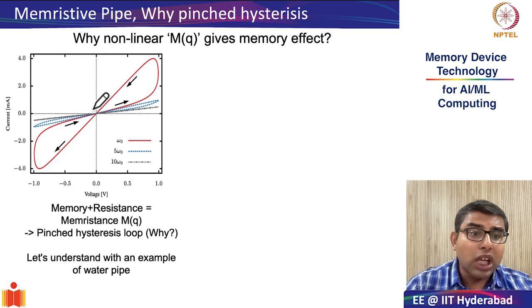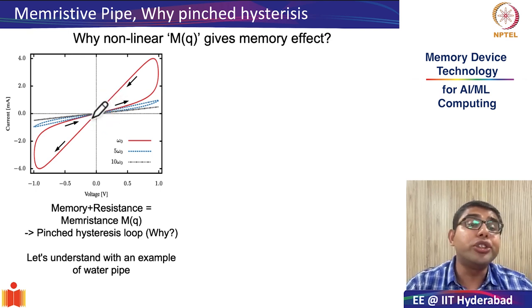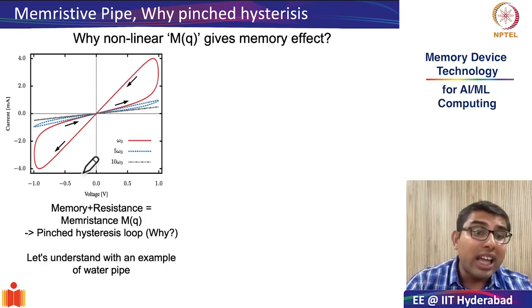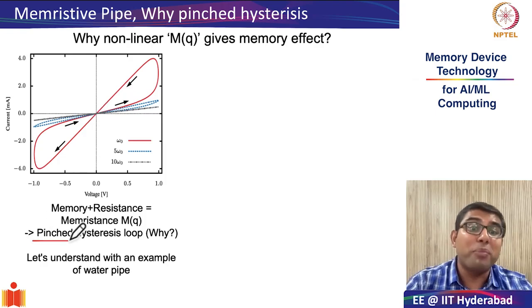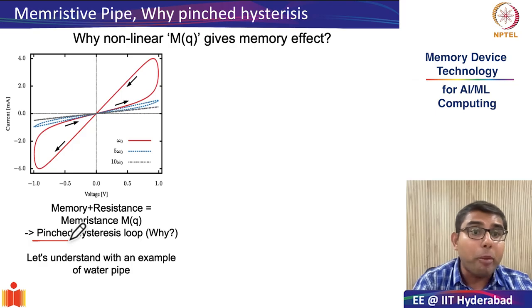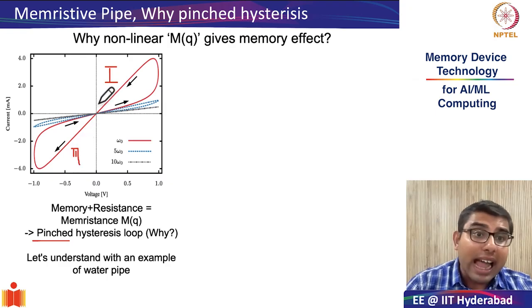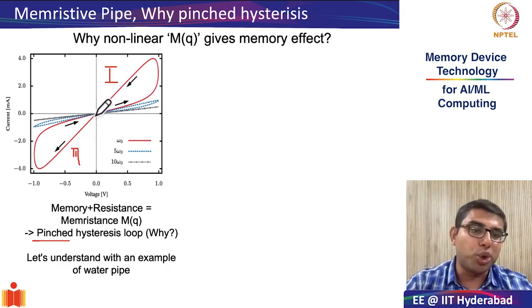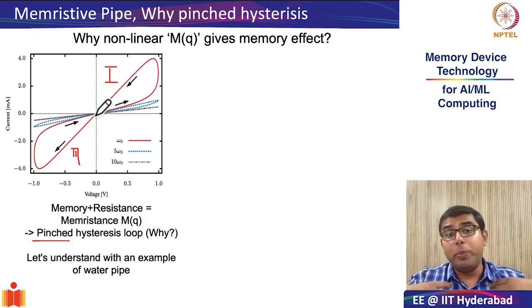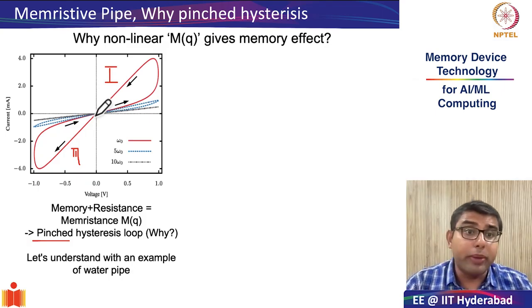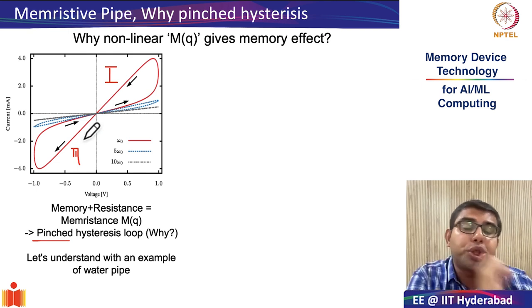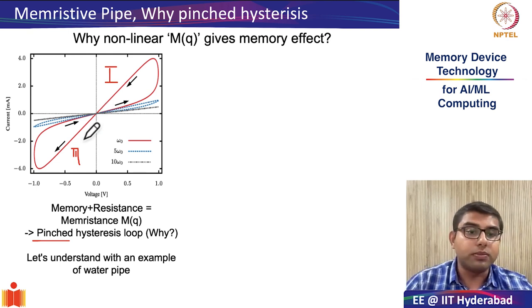The meaning of pinched hysteresis is that at V equal to 0, I is also equal to 0. And this pinched hysteresis is very important because we are dealing with passive elements. Remember, passive elements can have IV curves only in the first and the third quadrant, and at V equal to 0, I should be equal to 0. Otherwise, it will be a power consuming or a power generating device. Because you have pinched hysteresis, you're sure that this is a passive element.